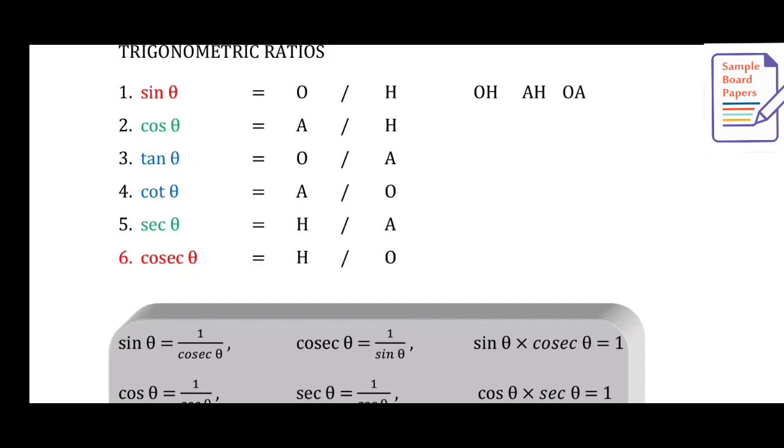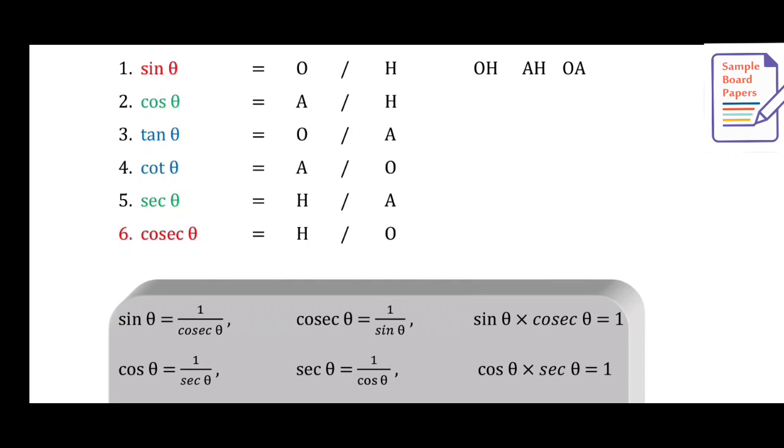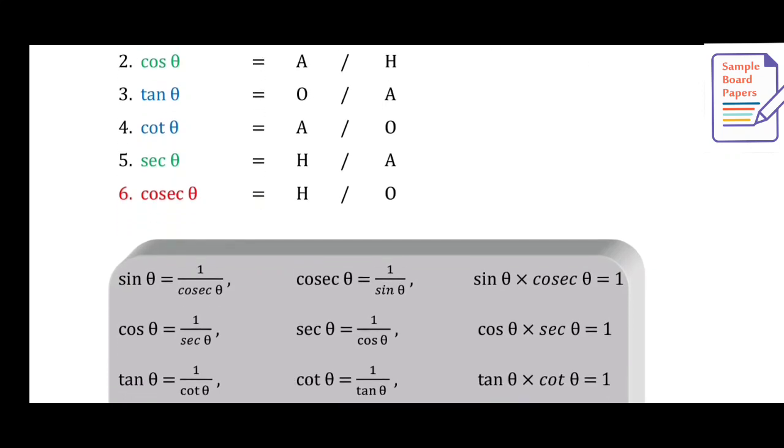Similarly, cos is a reciprocal of sec. So cos is 1 upon sec. So sec is 1 upon cos, and cos theta into sec theta equals 1. Now guess the last one. Yes, correct. Tan is 1 upon cot. Cot is 1 upon tan, and tan into cot equals 1.